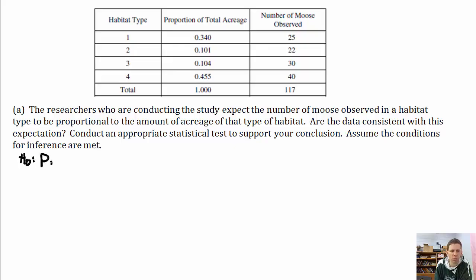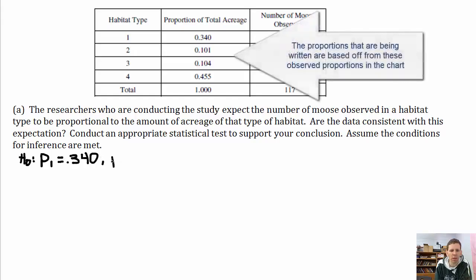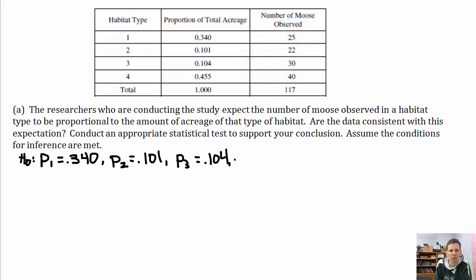And we're going to talk about what these proportions should be. I would expect that P1 should be 0.340, P2 should be 0.101, P3 should be 0.104, and P4 should equal 0.455.